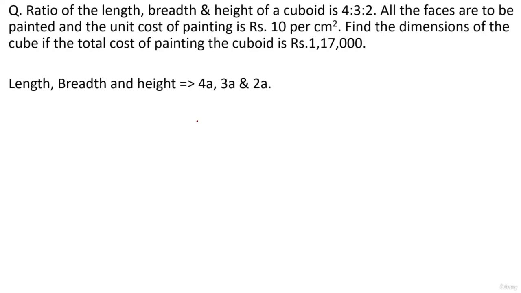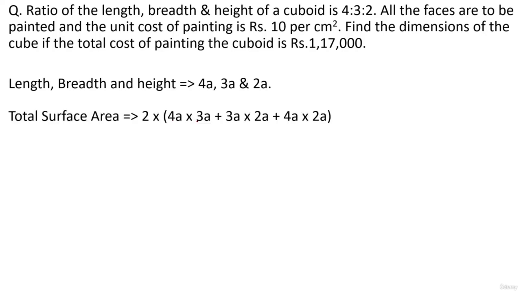Okay. If the length, breadth, and height are given, can we calculate the total surface area? It will be twice of LB plus BH plus LH, right? So twice of 4A into 3A plus 3A into 2A plus 4A into 2A. Okay, 4A into 3A will be 12A square. 3A into 2A is 6A square. 4A into 2A will be 8A square. Okay, 12, 6, and 8 will be equal to 26A square, into 2 will be 52A square. So the total surface area for the cuboid is nothing but 52A square.